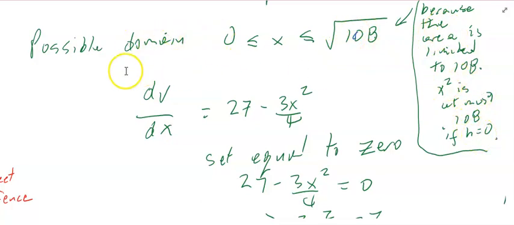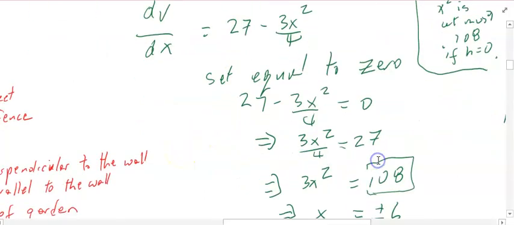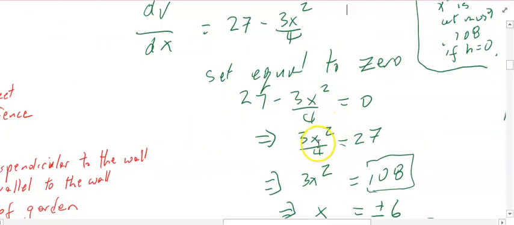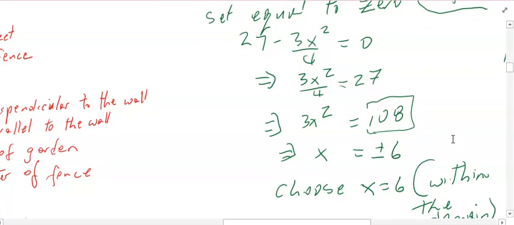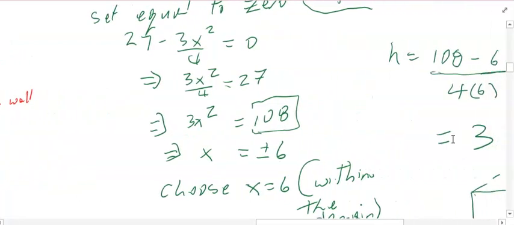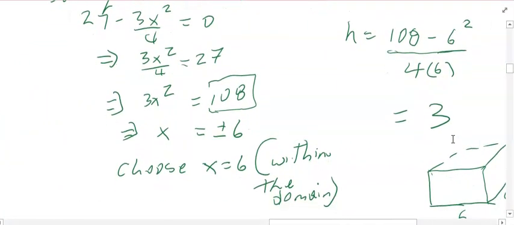So if we take the derivative dV/dx, or we can call that V prime of x for notation's sake, that will be equal to 27 minus 3x squared over 4 by our power rule. Set that equal to 0, and then solve for x, so 3x squared over 4 equals 27. 3x squared will be equal to 108, so x will be equal to plus or minus 6. But we know within our feasible domain that x cannot be negative.